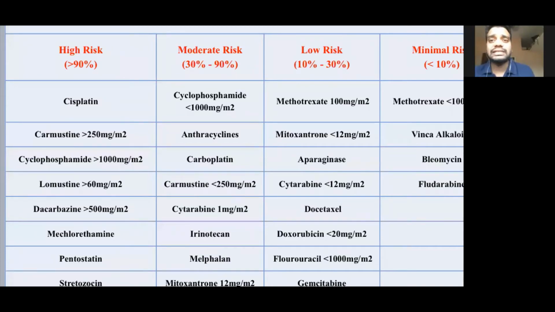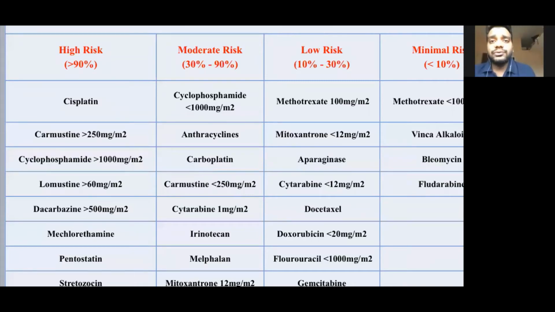Risk is at, and the risk decreases to 30 to 90%, but not more than 90%. But if you are using the same carmustine at greater than 250 milligram per meter square, that means the risk is greater than 90%. Okay, so it also depends. That means it also depends on the dose that we are using, as I was telling.